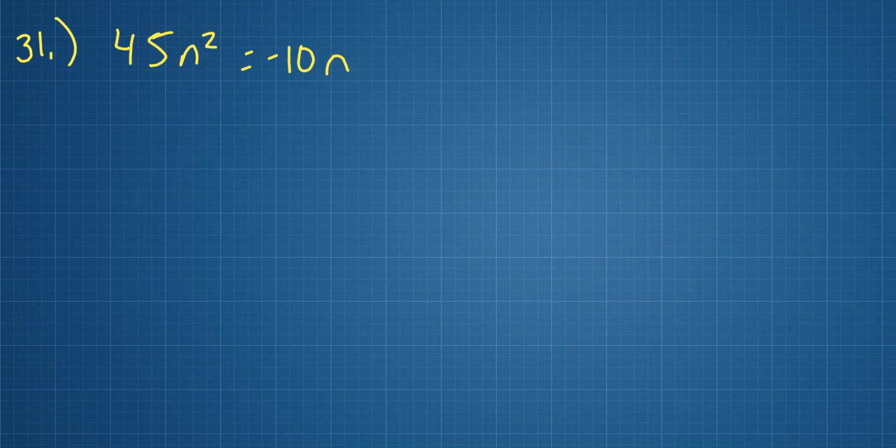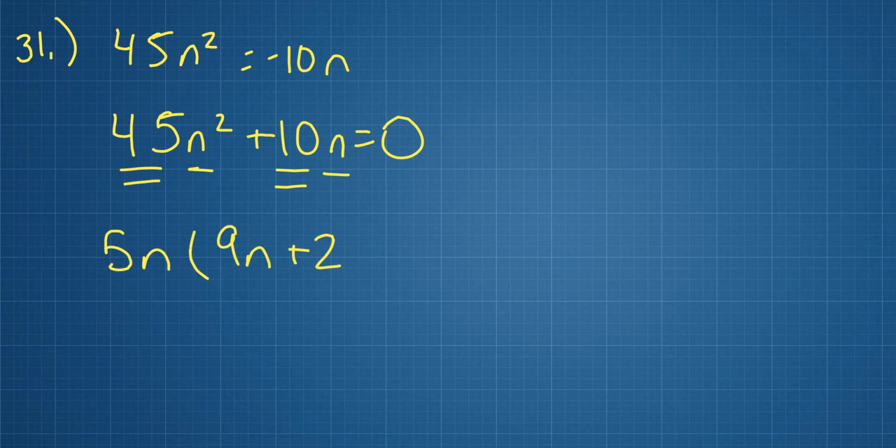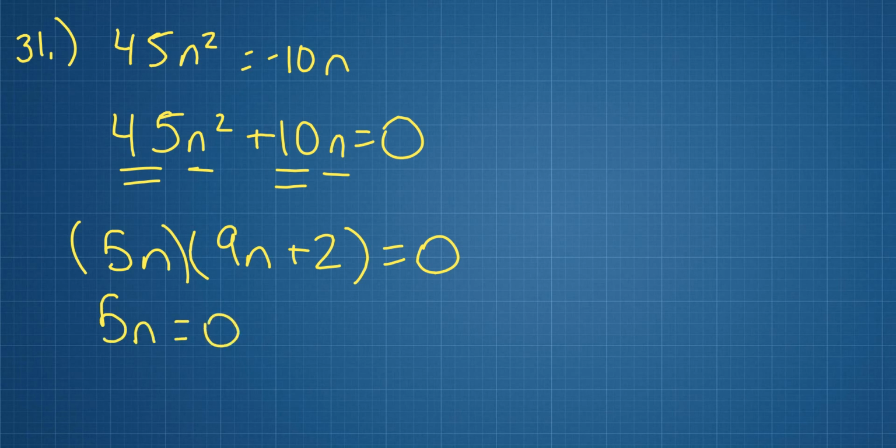So remember, it has to equal 0, so I'm going to add 10n to both sides, so I get 45n squared plus 10n equals 0. They both have an n in common. 5 actually divides into both of those, so I'm going to put 5n outside the parentheses. I'm going to have 9n plus 2 inside the parentheses. So I get to say 5n equals 0 or 9n plus 2 equals 0. Either way, it's two easy solve problems.